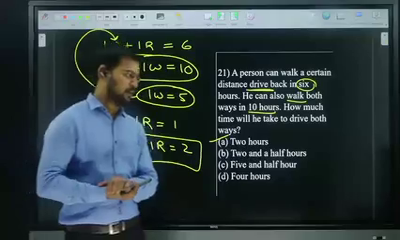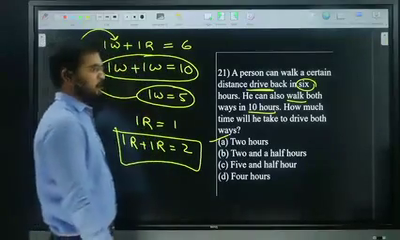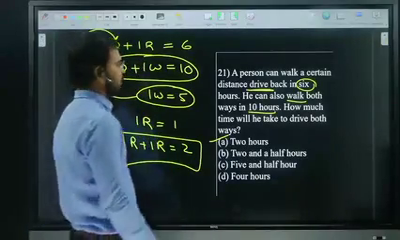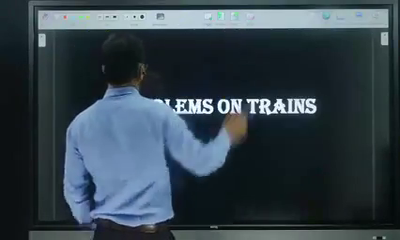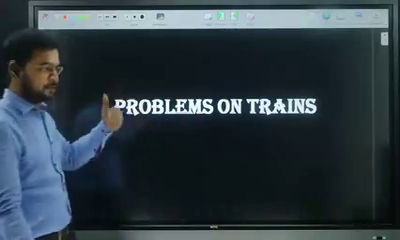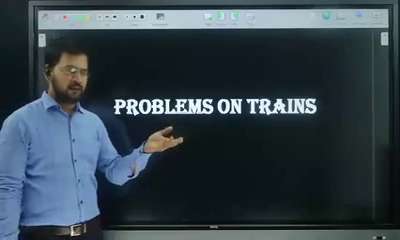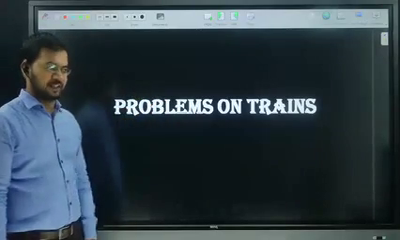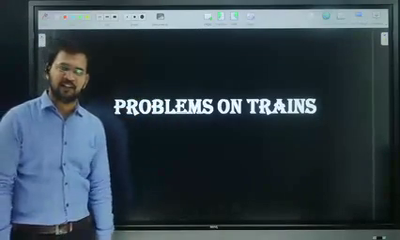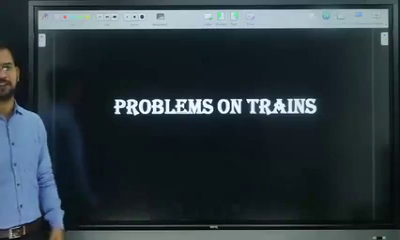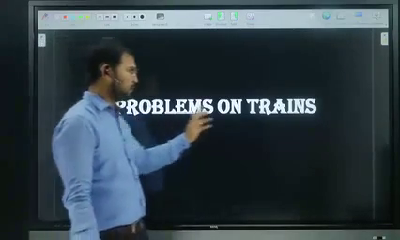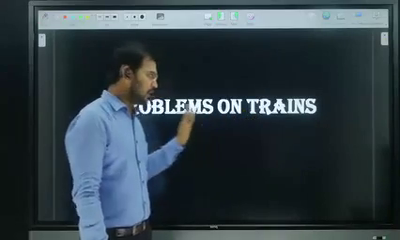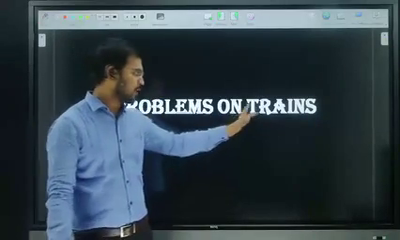Now tomorrow's next class, I'm going to explain problems on trains, and the day after tomorrow I'm going to explain problems on boats and streams. Today evening class is reasoning, and tomorrow morning class is also reasoning. Tomorrow evening class is my class only. In that class, I am going to explain problems on trains. So in the coming class, my topic is problems on trains.